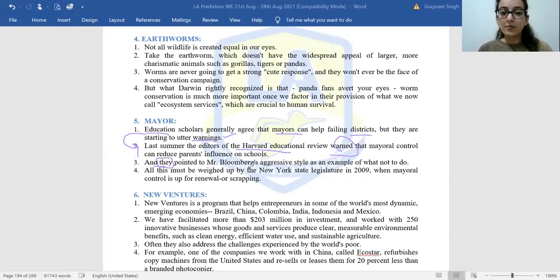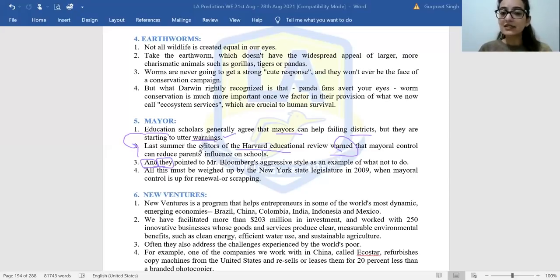To Mr. Bloomberg's aggressive style as an example of what not to do. So who are they here? And, important, very important, before I forget. "And" means there is a story and you're continuing that story. So why can't "and they pointed" come after the first sentence? There is no story going on. It's a general sentence: mayors can help in something. "And they pointed" cannot come there. There's no work going on, there's no story going on, and we cannot put "and they pointed".